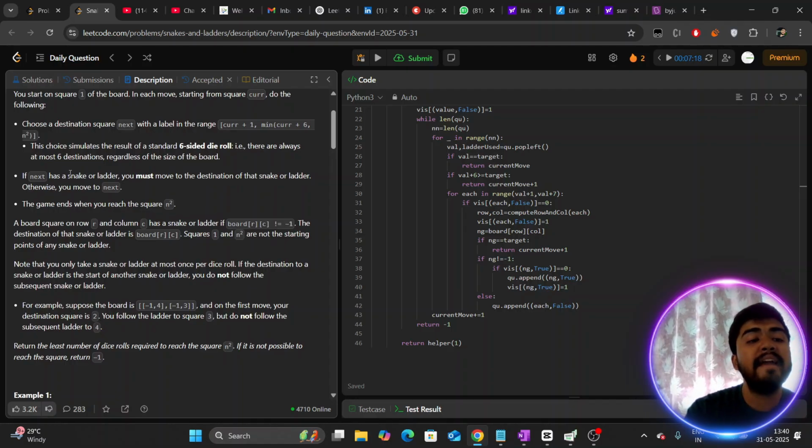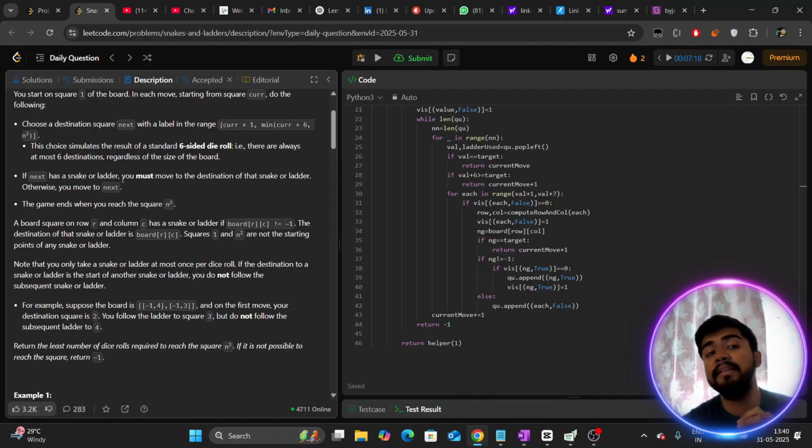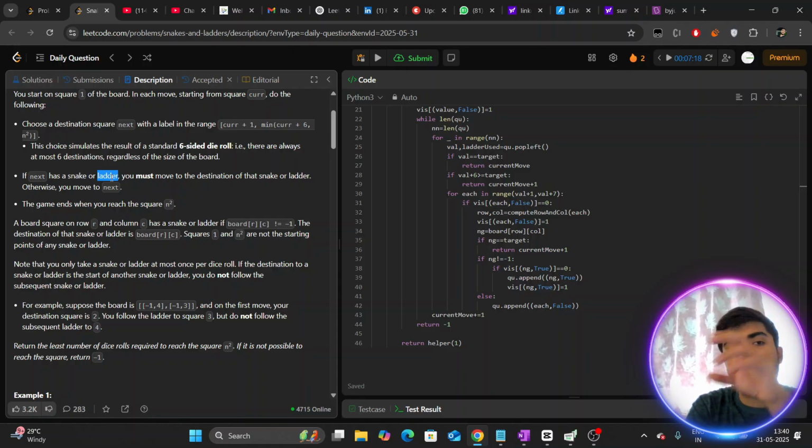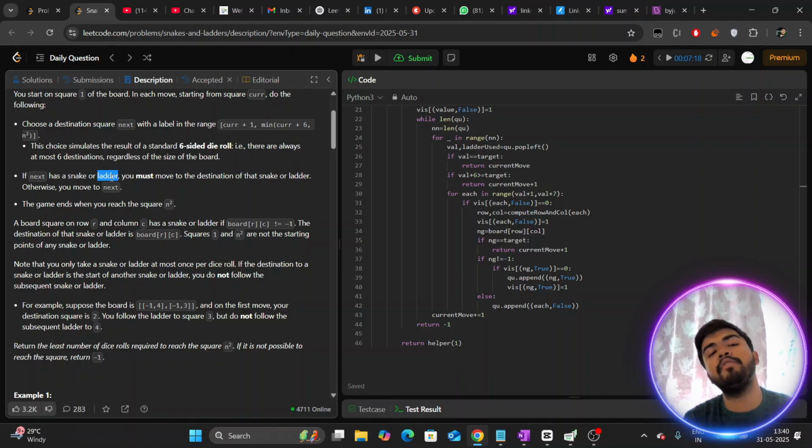If next has a snake or ladder, the game is not that simple. On an arbitrary cell, there can be two things: a snake or a ladder. A snake bites you, and if there is a snake, you are moved to the destination cell. A ladder symbolizes something positive: if you are standing at, let's suppose, n, then you get moved to some higher value.